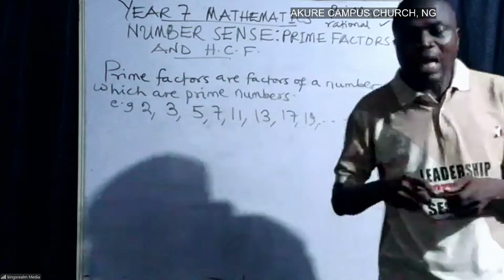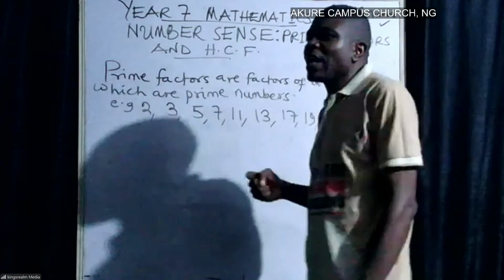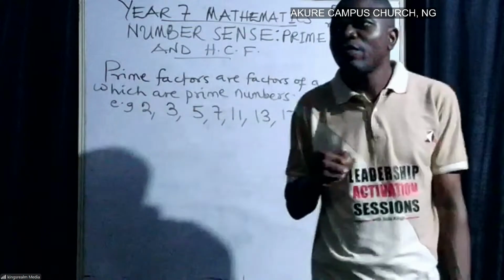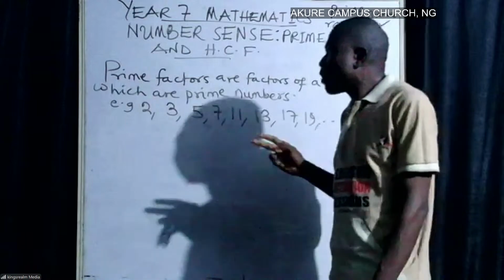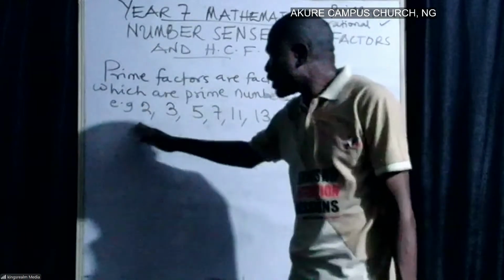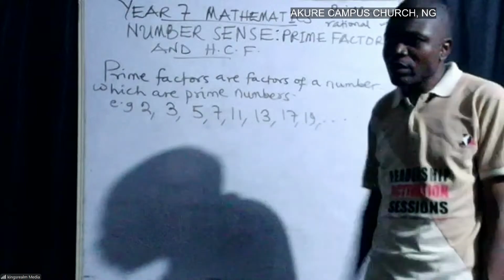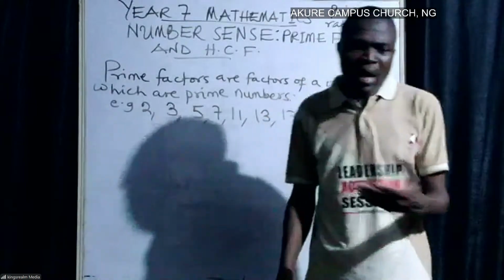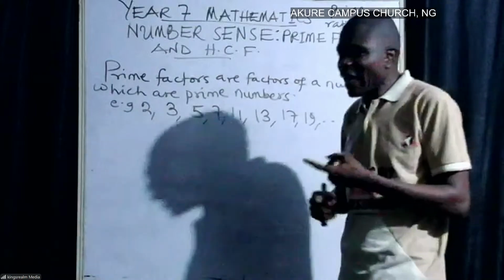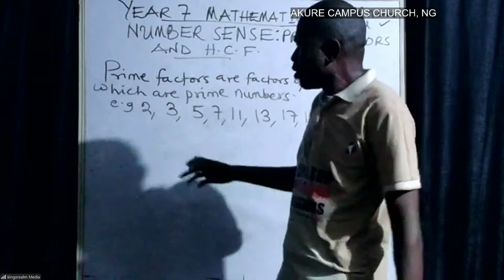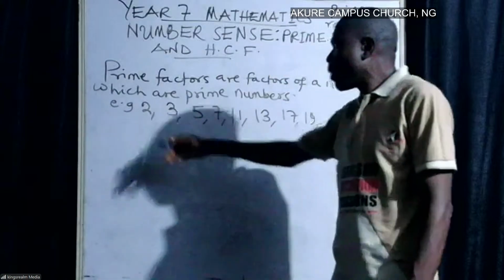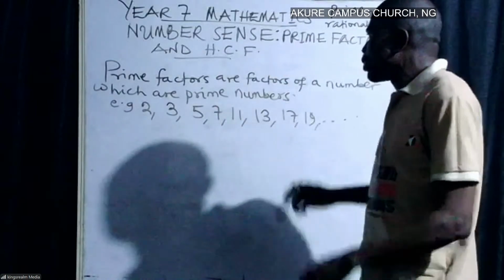So prime numbers are numbers that can only be divided by 1 and itself. That's why 1 is not an example of a prime number, because a prime number has only 2 numbers that can divide it, 1 and itself. So 1 is not a prime number, but the lowest prime number is 2. And we have it like this.